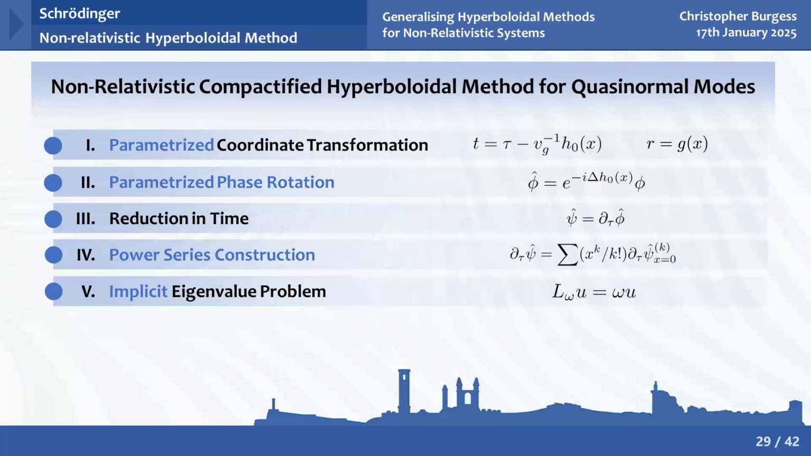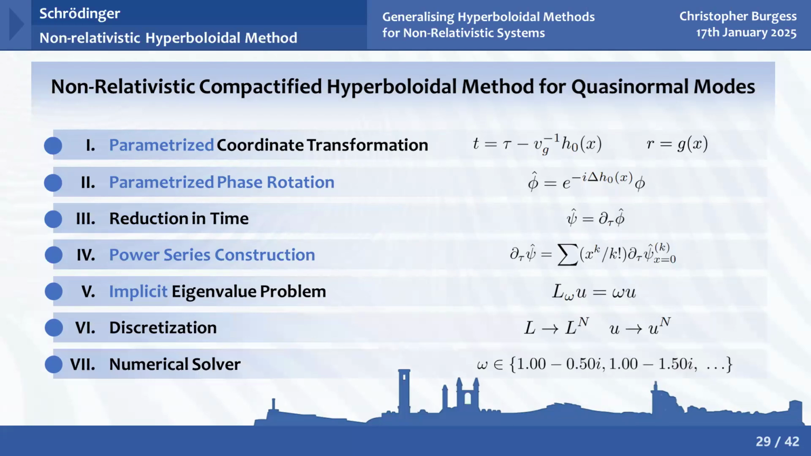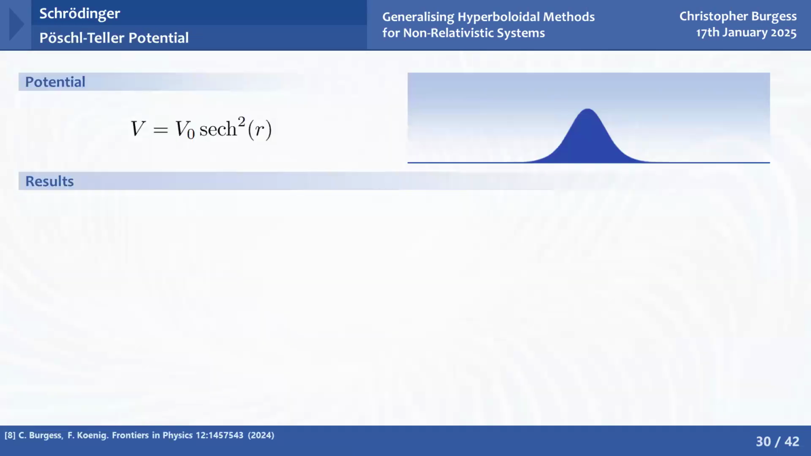We then obtain an implicit eigenvalue problem where we have a parameterization that's coming from these group and phase velocities that we inserted at the beginning. We then discretize, and then we employ a numerical solver. And so that's the overview of the method. These are the changes we had to make in order to make it work. And I'll show some applications now.